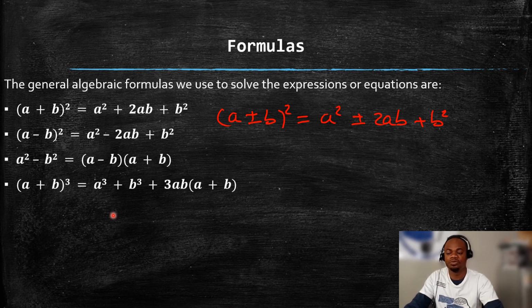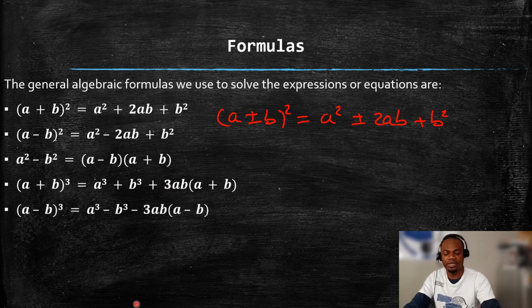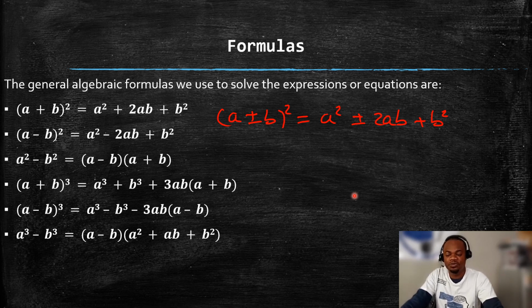And then we also have (a plus b) raised to the power of 3. This is a perfect cube, and this is equal to a cubed plus b cubed plus 3ab(a plus b). So we can use this formula. And with the negative also, it's given by that.